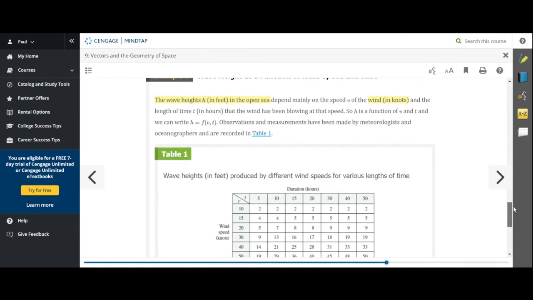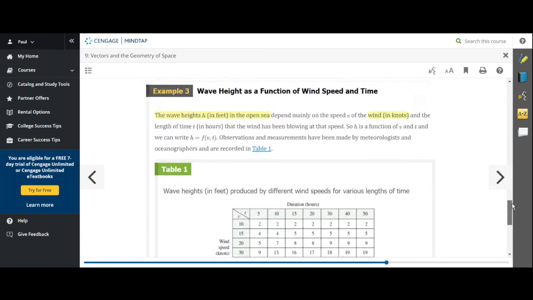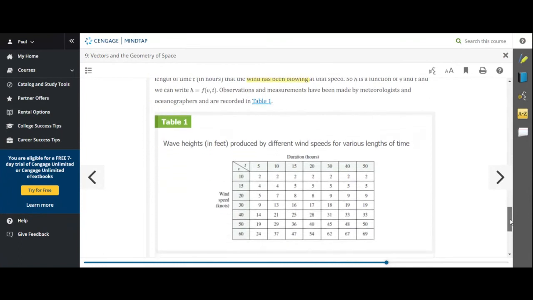Looking at the table here, they have a V and a T. T is the duration of time that the wind has been blowing, and V is the speed in knots of the wind. The values in the table are the wave heights, which are functions of both time and velocity: the time that the wind has been blowing and the velocity of the wind.